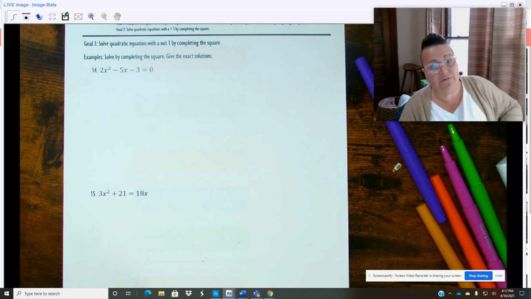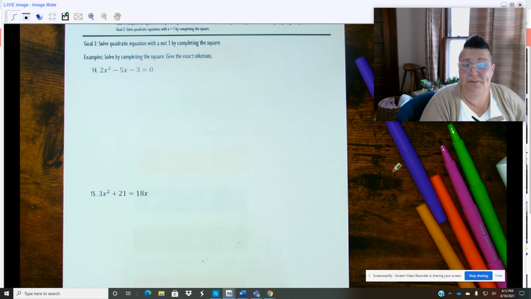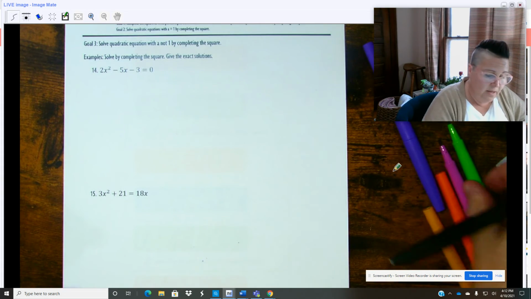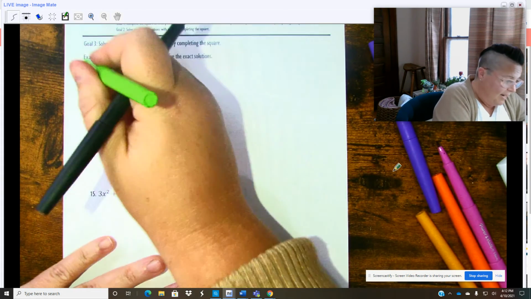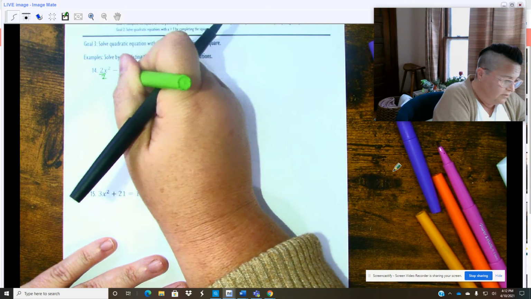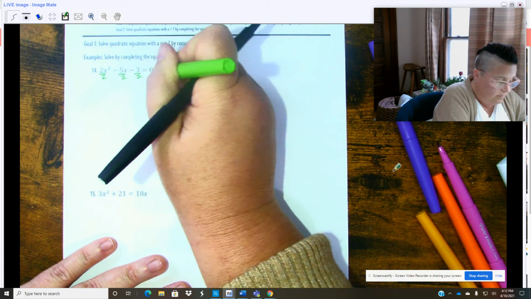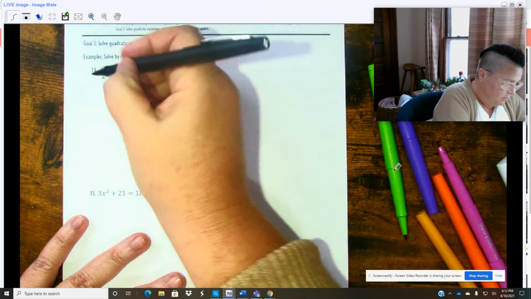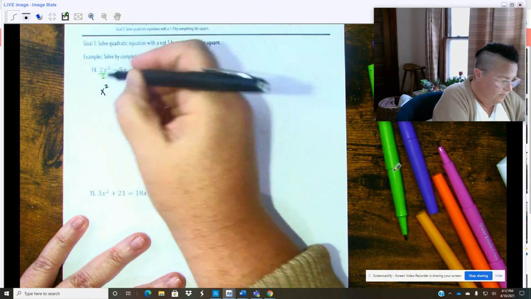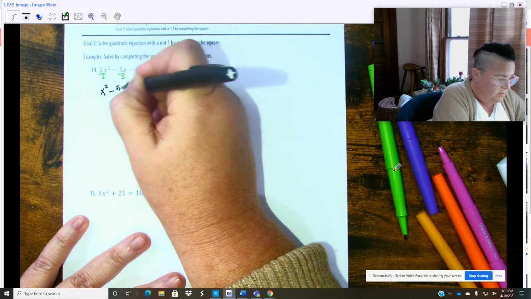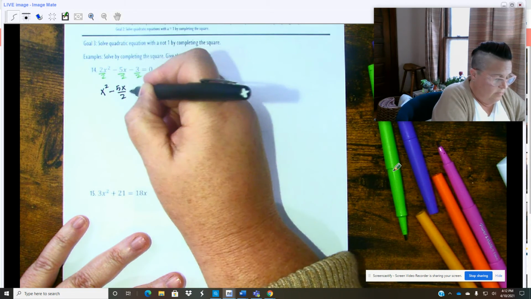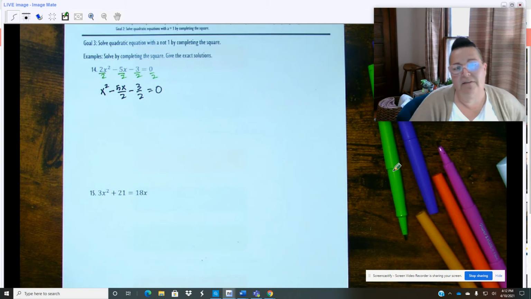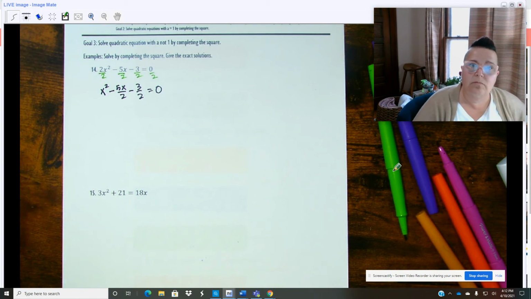The idea here is that the first thing we're going to do is convert this into one we're familiar with by dividing everything by that leading coefficient of 2. If I divide everything by 2, I now have an x squared minus 5x over 2 minus 3 over 2 equal to 0. It's not my favorite thing to do. I'm just going to take a breath, right?